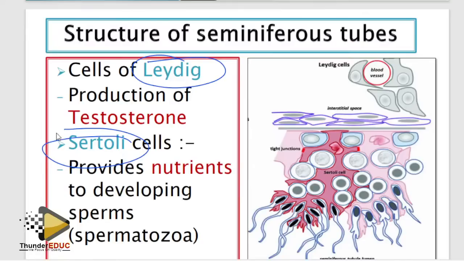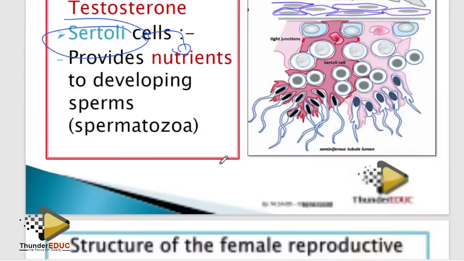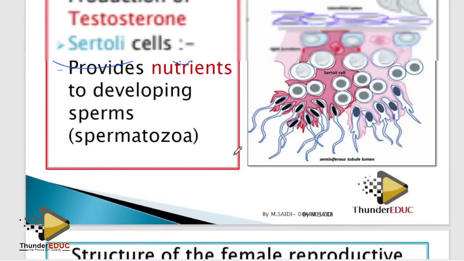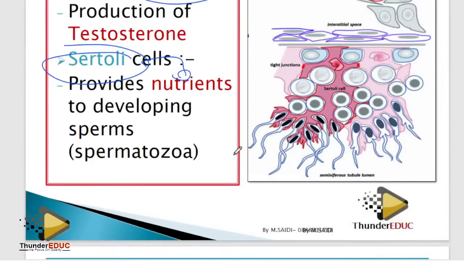What's the function of the cells of Leydig? It is to produce testosterone. What about Sertoli cells? Sertoli cells are responsible for nutrients. Done. Nothing else you need from here. Don't waste time. Anyway, I'm not saying that don't read more, but don't waste time.